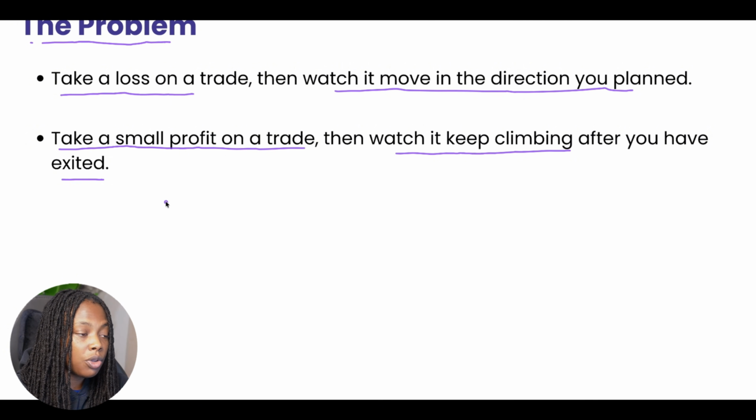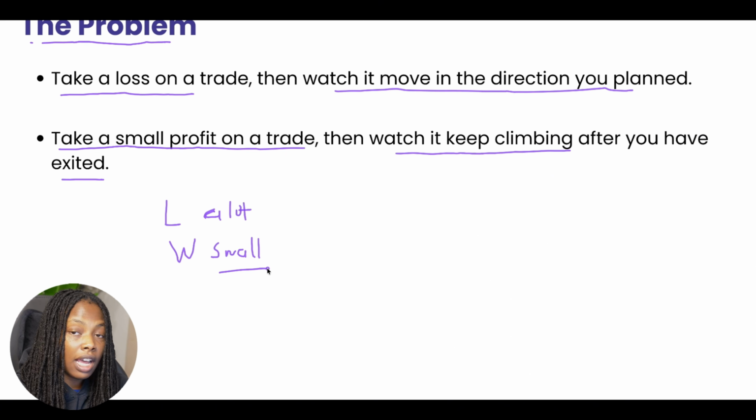And as a trader, if you're losing a lot and your wins are small, you will be negative. And that can have you feeling like you're stuck. You've taken in so much information, yet nothing is working.